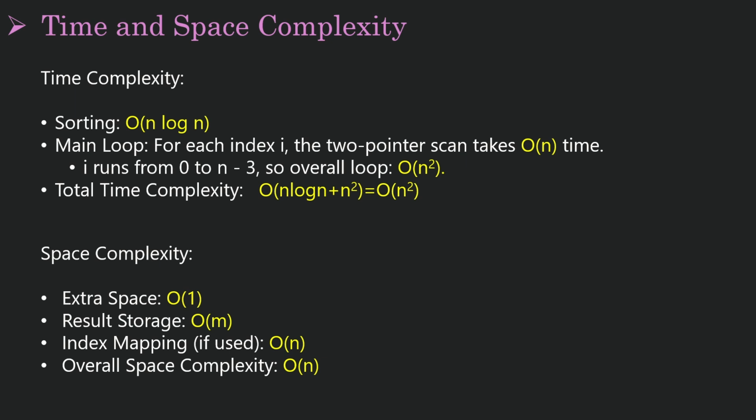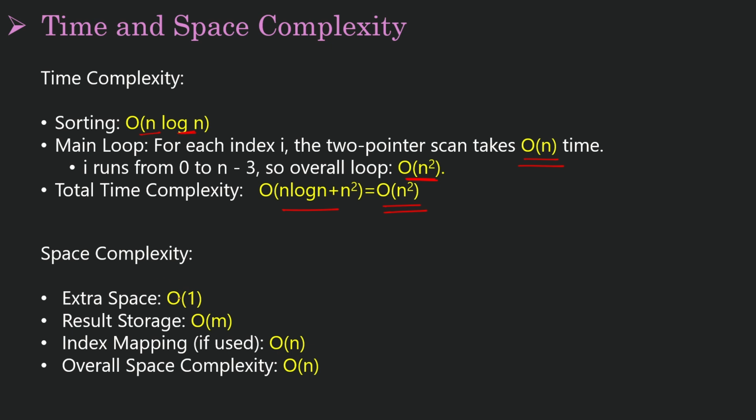Time and space complexity. Time complexity. First, sorting takes big O of n log n, where n is the array length. For each i, the 2-pointer technique scans the remaining array in big O of n time, and i runs from 0 to n minus 3, so that's big O of n squared for the loop. Overall, big O of n log n plus n squared equals big O of n squared.